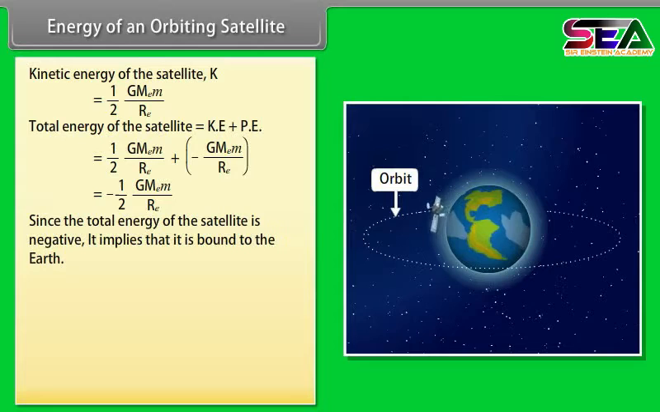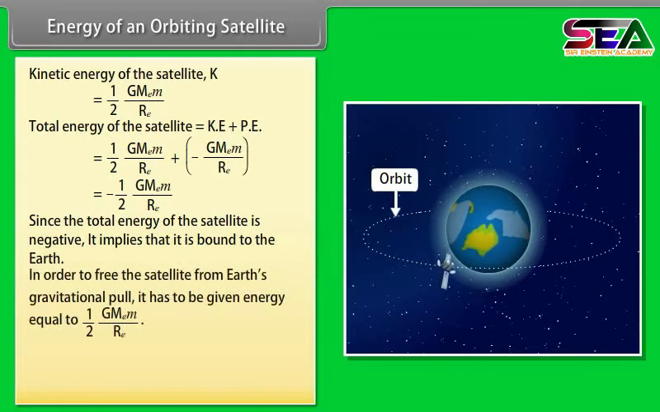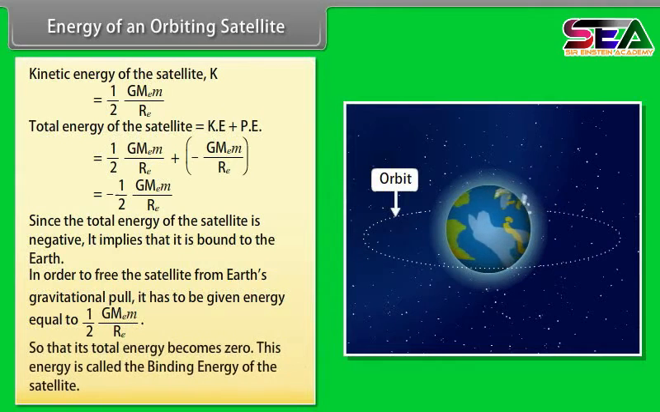Since the total energy of the satellite is negative, it implies that it is bound to the Earth. In order to free the satellite from Earth's gravitational pull, it has to be given energy equal to ½ GMₑm/Rₑ, so that its total energy becomes 0. This energy is called the binding energy of the satellite.